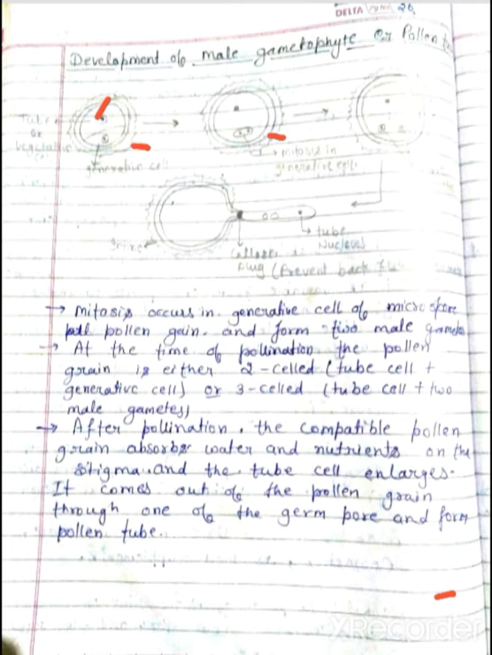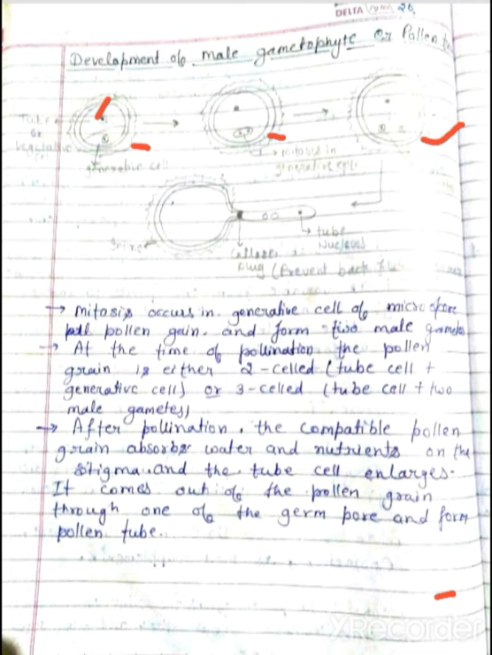Here you can see easily, and after that two male gametes are formed. Here is one and two. Here two male gametes are formed. This is not clearly visible in this picture, so please go through your notebook and open page number 26. Here you can see clearly.